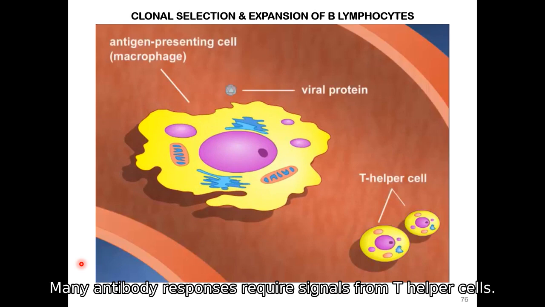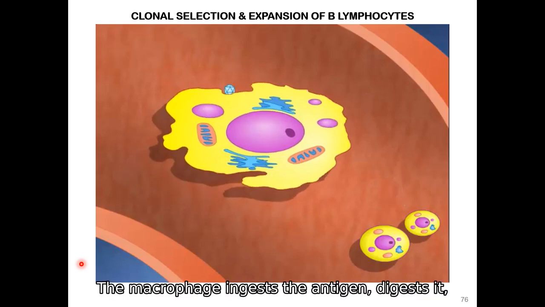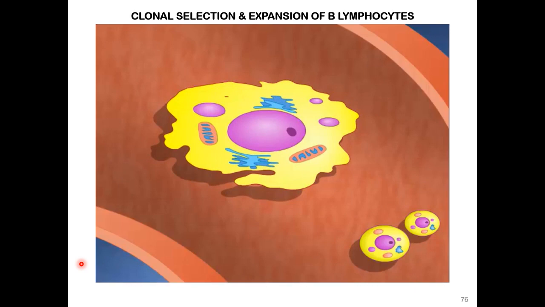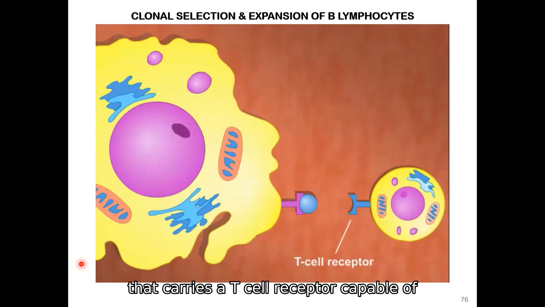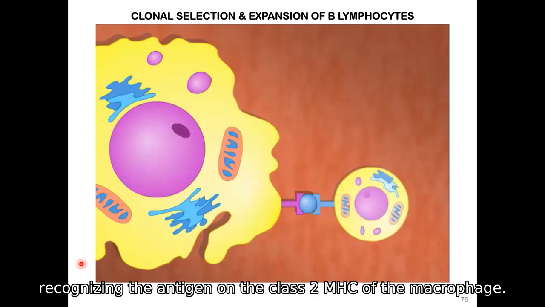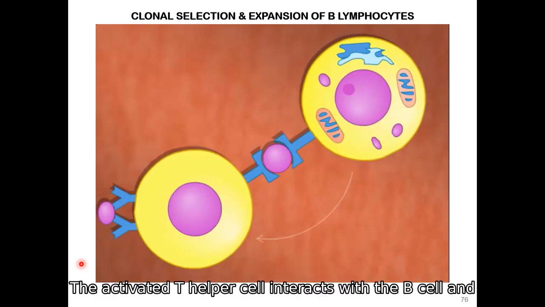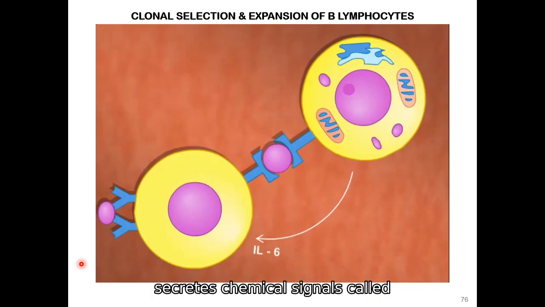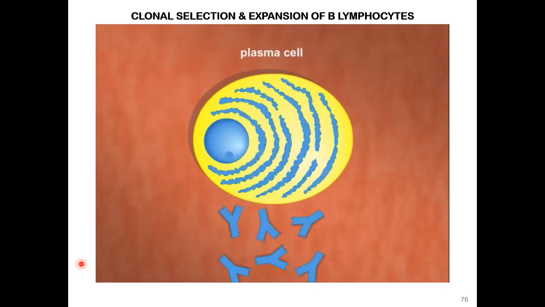Many antibody responses require signals from T helper cells. The T helper cell is stimulated by an interaction with an antigen-presenting cell such as a macrophage. The macrophage ingests the antigen, digests it, and presents it on the cell surface via a class II MHC. The macrophage then activates a T helper cell that carries a T cell receptor capable of recognizing the antigen on the class II MHC of the macrophage. The B cell presents the antigen on its surface using class II MHC. The activated T helper cell interacts with the B cell and secretes chemical signals called interleukins to stimulate the B cell to differentiate into a plasma cell and produce antibodies.